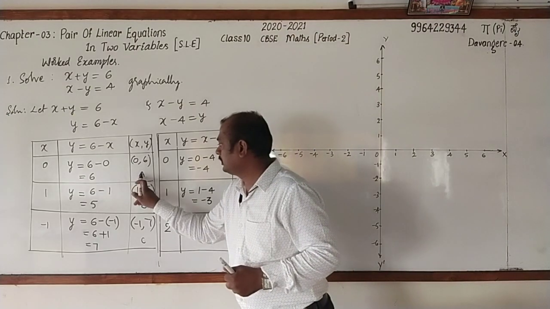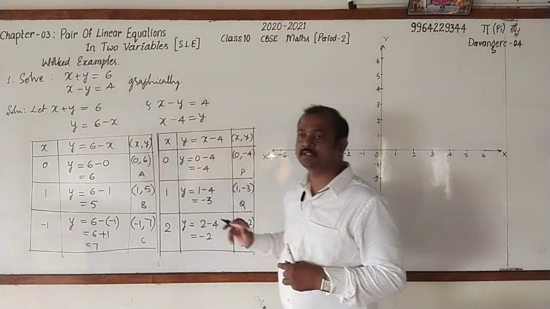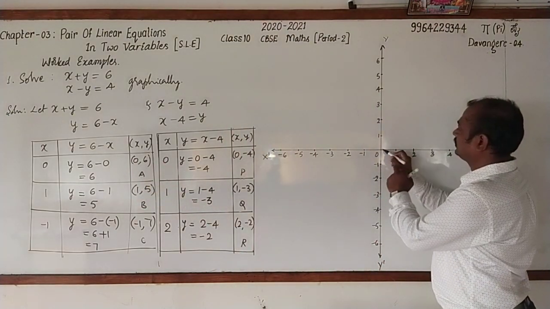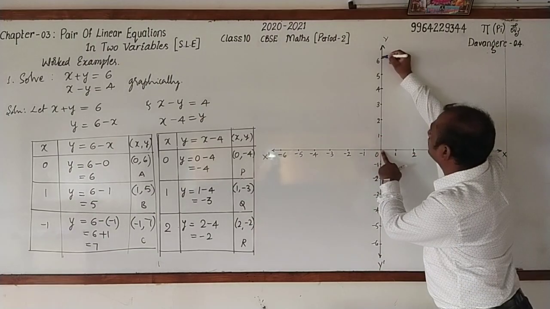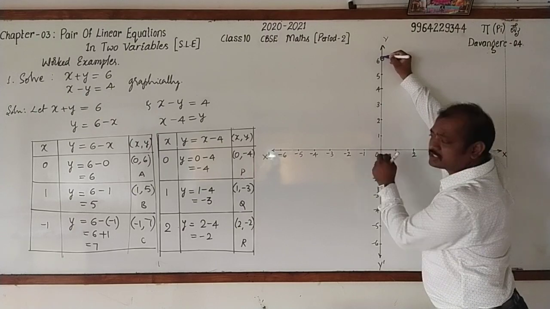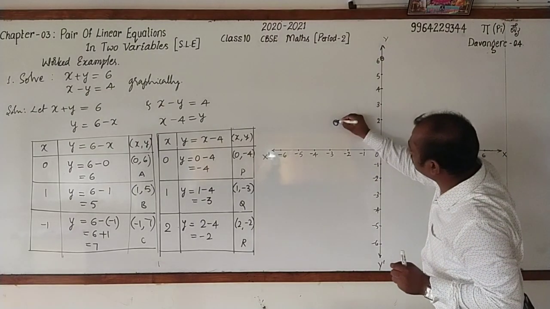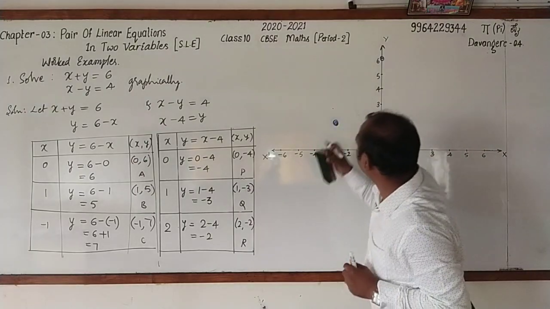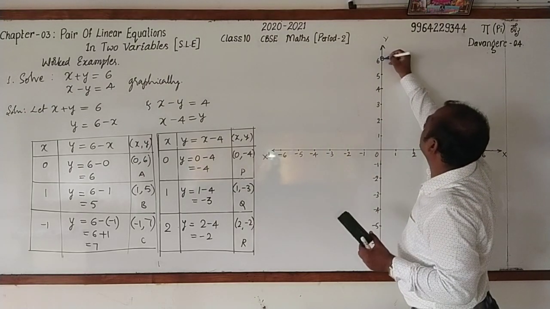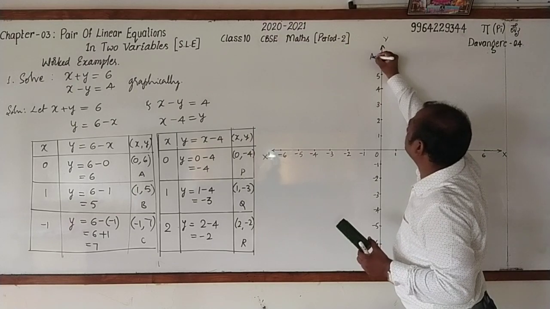First A is when x is 0, y is 6. When x is 0, 0 is here. Y is 6, that is here. I am just going to put a dot. Don't go for putting the dot in this way. Just one dot and encircle it. Then this is point A.